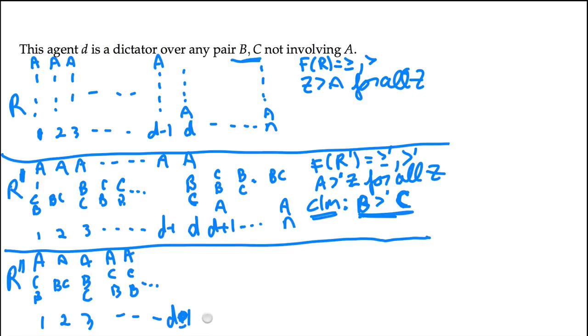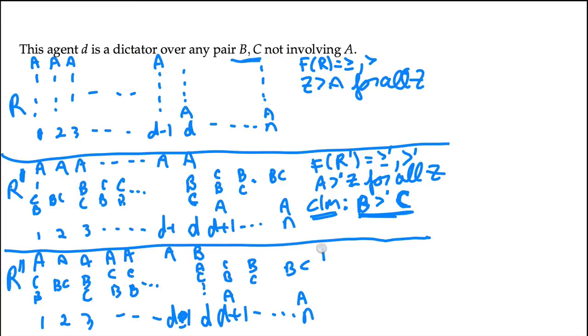Now what we're going to do is look at voter D. And what voter D is going to do is put A in between B and C. So voter D's top 3 rankings are going to be B ranked ahead of A, which is ranked ahead of C. Then everybody else after D is going to rank A, B, and C in the exact same positions. Then we have voter N, and this is B, C, and A is ranked at the bottom.